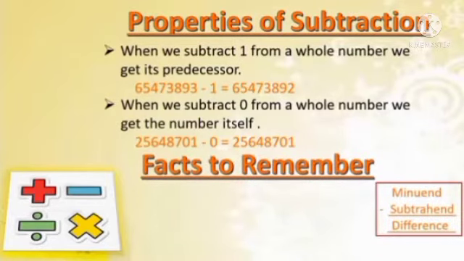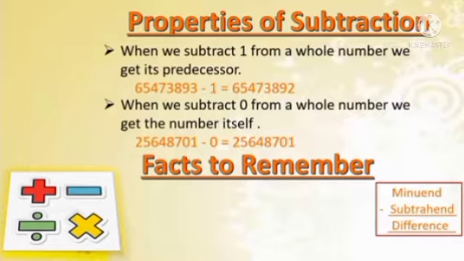Children, when we arrange the numbers in vertical column for subtraction, the minuend, that is the larger number, is arranged first. Below it, we write the subtrahend, that is the smaller number and which has to be subtracted. And after subtraction, we get the difference of two numbers.